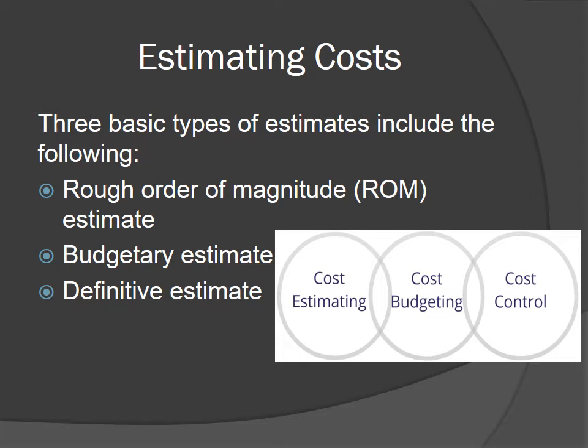The budgetary estimate is more precise than a rough order of magnitude, generally with a range of negative 10% to positive 25%. The budgetary estimate is used to allocate funds for the budget. A definitive estimate is the most accurate estimation, with a range of 5 to 10%. And definitive estimates are used for making purchasing decisions.